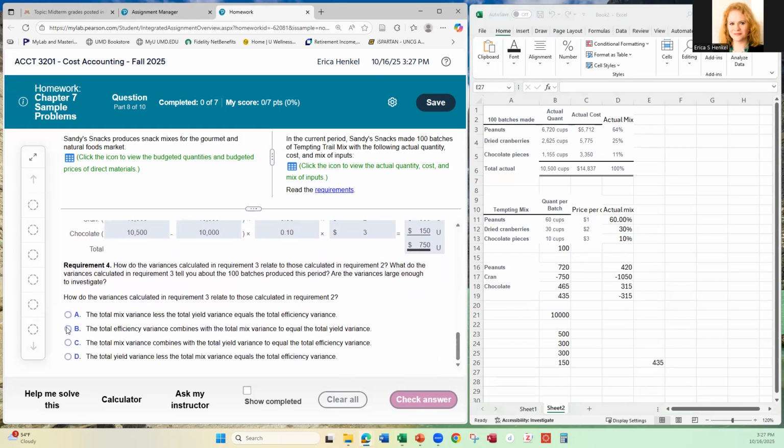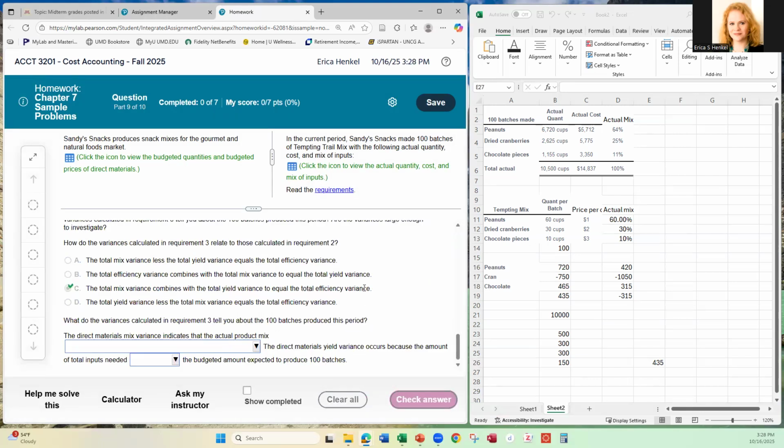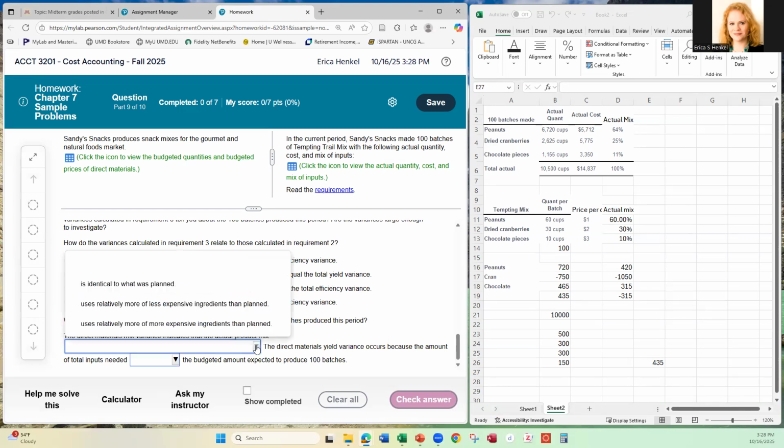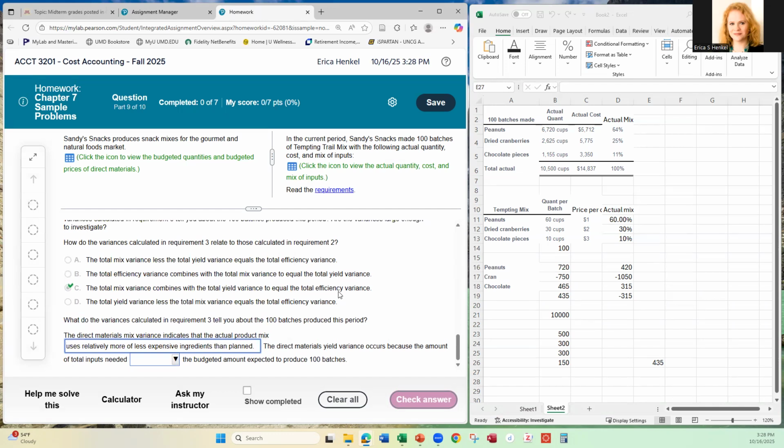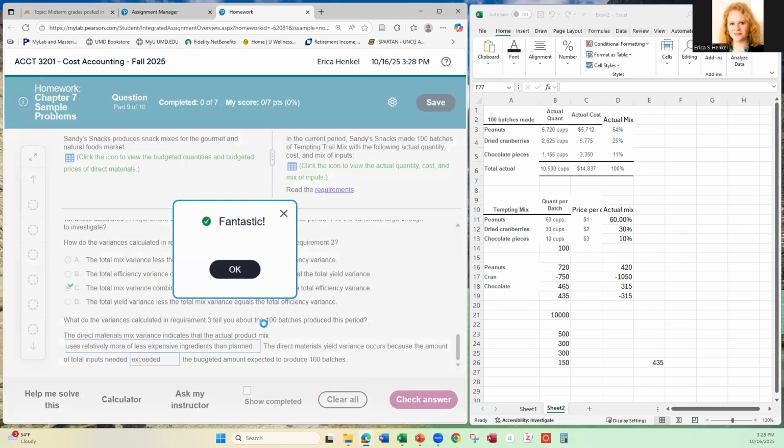There we go. Oops, no, that's not the right one. This one right here. There we go. Total mix variance combines with the total yield variance to equal the total efficiency variance. All right, and then finally here, direct materials variance indicates that the actual product mix uses relatively more of the less expensive ingredients than planned. And then the direct materials yield variance occurs because the total number of inputs needed exceeded the budgeted amount.